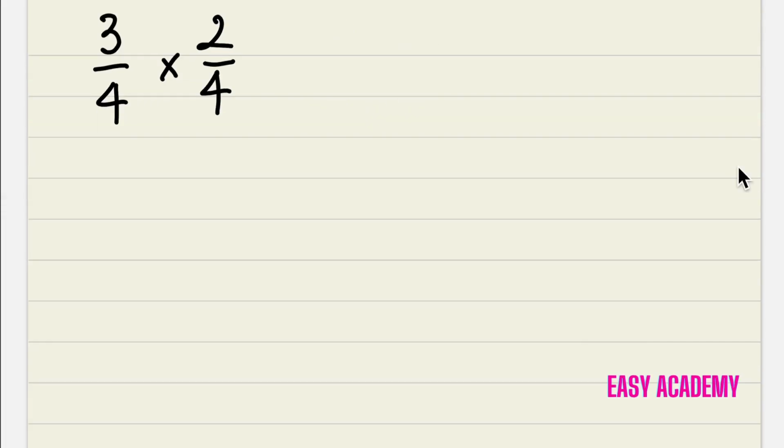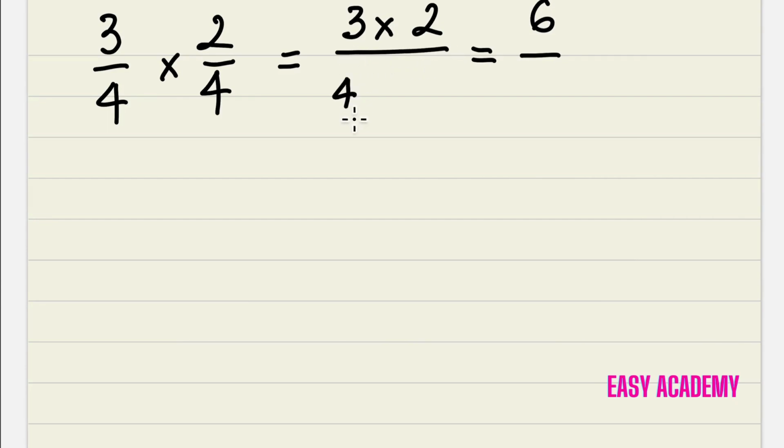Here is our second example. Let's multiply 3 over 4 by 2 over 4. The first step is to multiply the top numbers together. 3 times 2 is equal to 6. Then multiply the bottom numbers together. 4 times 4 gets 16.